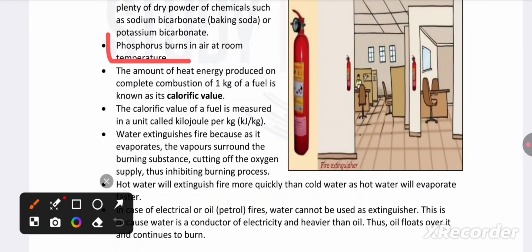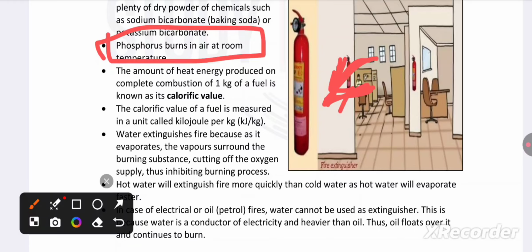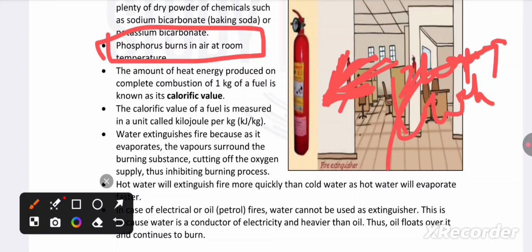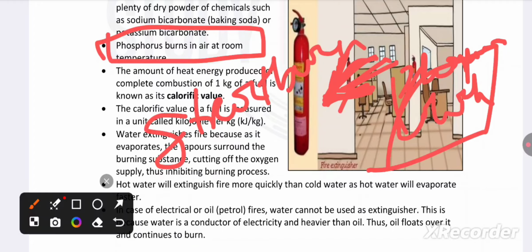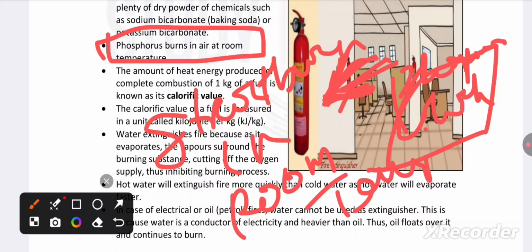Phosphorus burns in air. Very important. We know, right? In movies we see the villains who want to damage the business of the hero, they will use phosphorus, white in color, that will start to burn at room temperature.